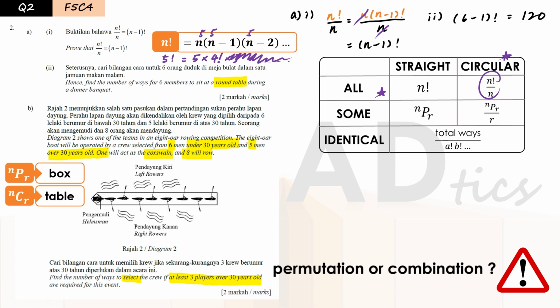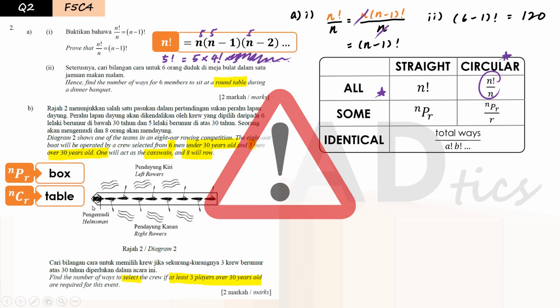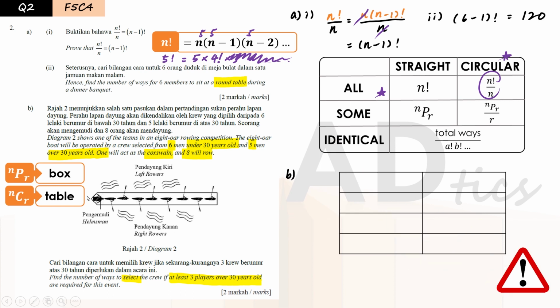Alright, so we can look for the keywords in this question. So the keyword for this question is select. As we know, select doesn't involve arrangement. We only select the people to be our crew. Right? So this means that this question is actually a combination question because of the select keyword. So since this is a combination question, then we can use the table method to help us solve the question.